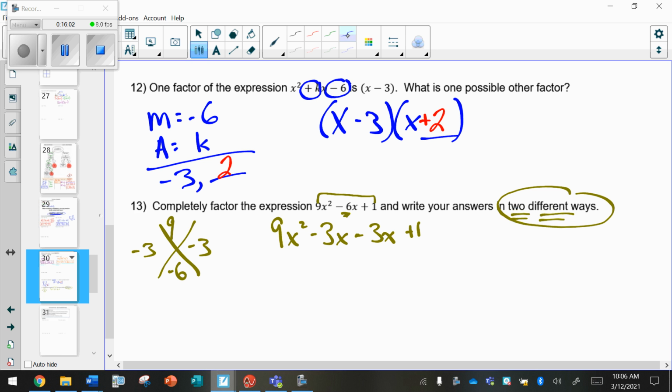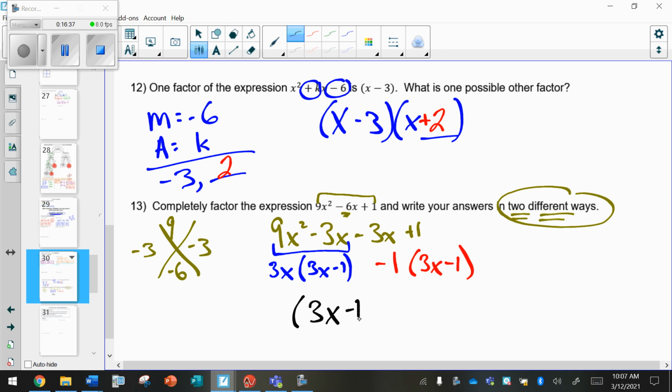So now you're going to group and GCF. Now, remember that our two parentheses are supposed to end up the same. This is a -3 that has to turn into a +3x. And then the +1 needs to turn into a -1. So that means I am going to factor out a -1. So the common factor is 3x minus 1.